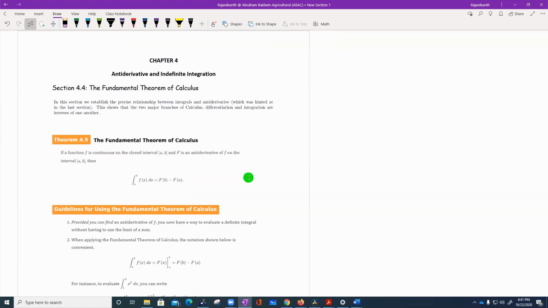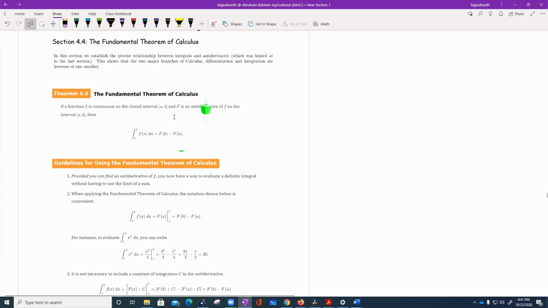Okay. Right. So 4.4 is nothing but the continuation of the antiderivatives. Now we have a concrete formula to find definite integrals. That is called the fundamental theorem of calculus, theorem number one.